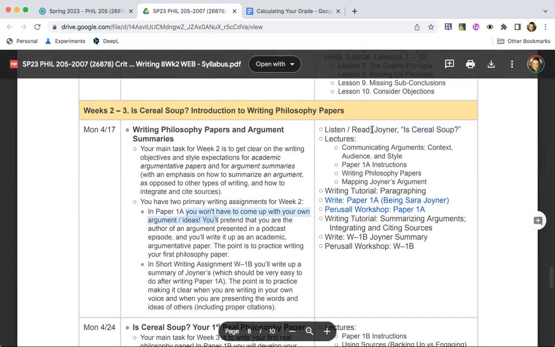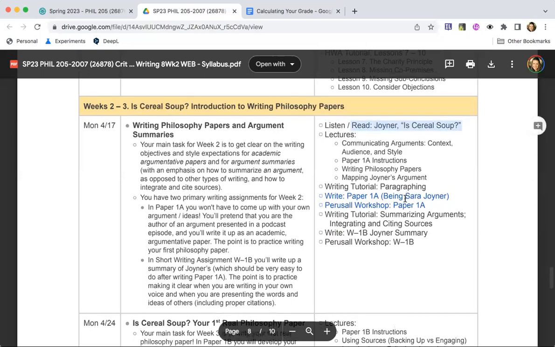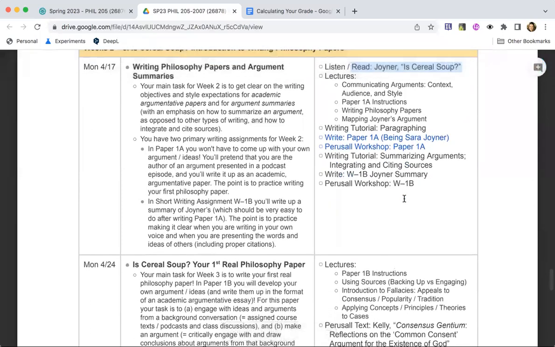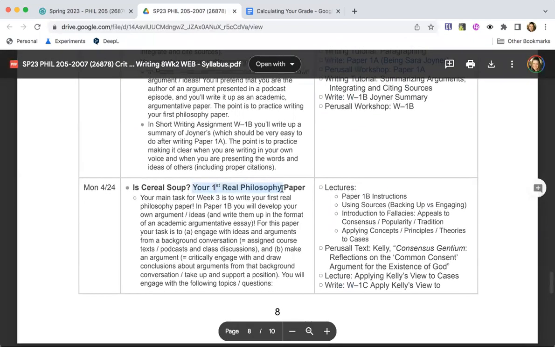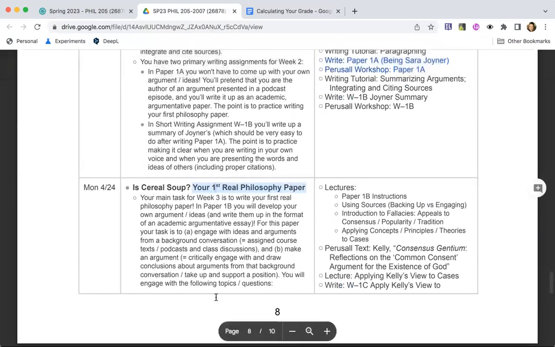It's also an opportunity to get clear on this person's argument because in the next week, we are going to evaluate that argument. So your second paper is going to be really your first real philosophy paper. You're actually going to take a position on whether or not cereal is soup. I said earlier, we're actually going to get into some deeper questions than is cereal soup. Probably you don't, I don't know, really care about what cereal is, but it does force us to ask some deeper questions.